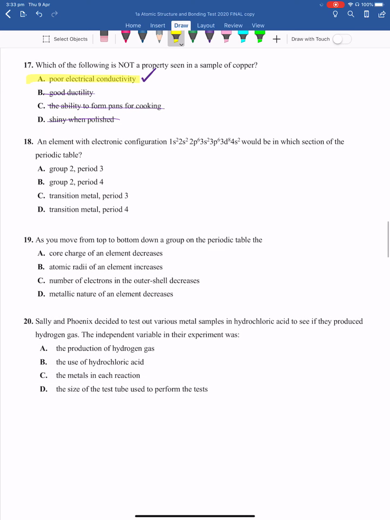Question 18, 81%. Where would we find this element? We're going to be looking at a transition metal, aren't we? Because we've got here this D subshell. So this D subshell is going to tell me it's a transition metal. Is it in period 3 or period 4? So it's not in period 3 because of this. Means it's in period 4. So question 18, the answer is D.